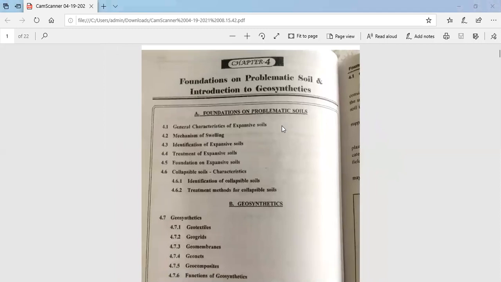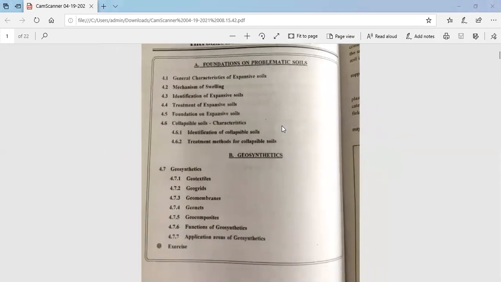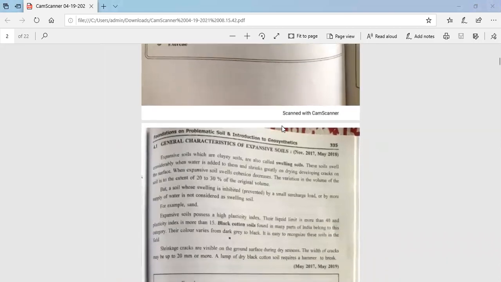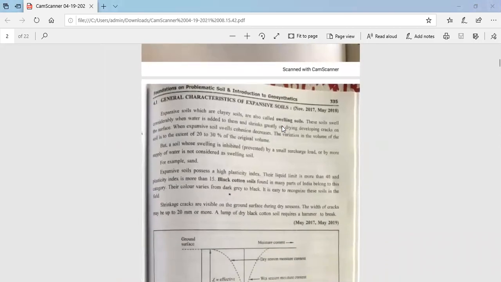Today we start our lecture with a new chapter, which is Foundation on Problematic Soils and Introduction to Geosynthetics. Right. So we are first starting with our first topic, which is Foundation on a Problematic Soil.